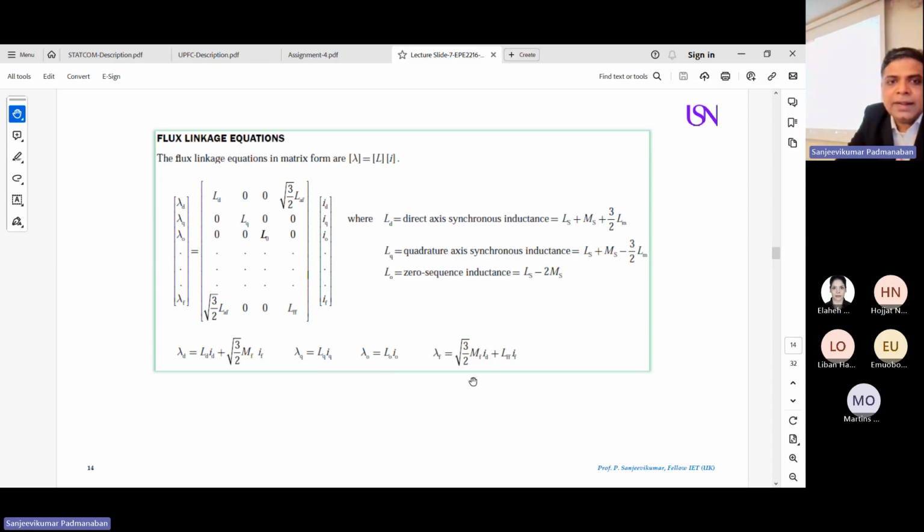Now, how to make it in a matrix form? It's very simple. If you use this matrix, I can easily calculate my lambda d, which is the flux linkage in my direct axis. How to calculate? Look at this matrix. LD into ID plus 0 into IQ plus 0 into I0, then all is 0. Finally, I have to multiply root 3 by 2 LAF into IF.